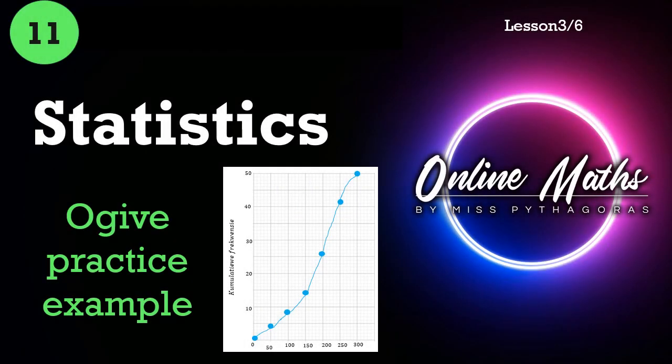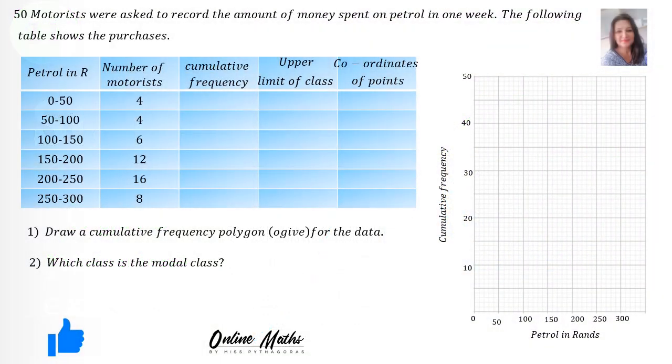Hello everybody, in this lesson I will discuss a practice example on ogives. Let's do an example. 50 motorists were asked to record the amount of money spent on petrol in 1 week. The following table shows the purchases.